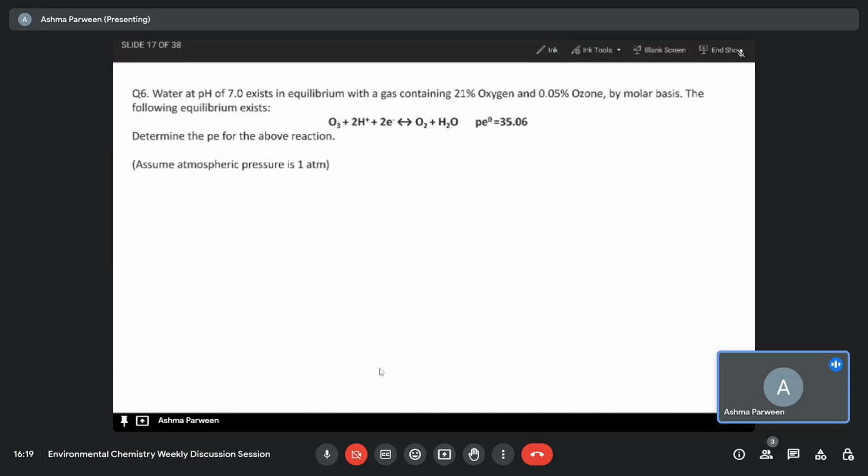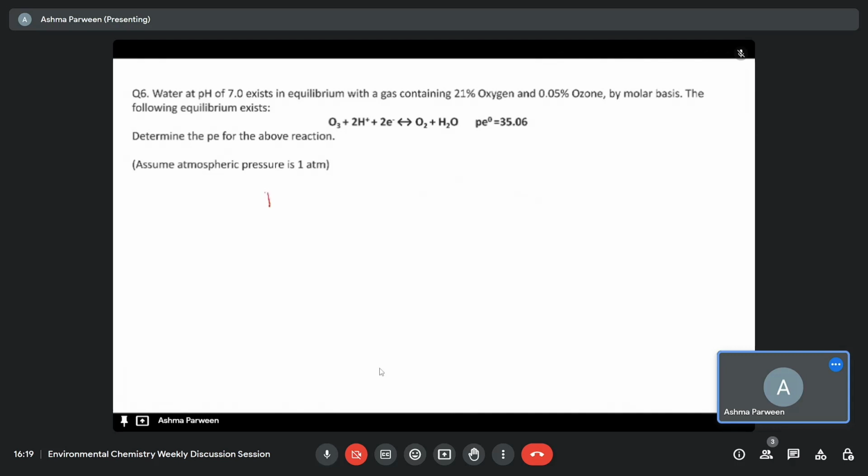So we have been given pH is 7. So let's write down everything. We have been given the P naught value, and also the percentage of oxygen and ozone are given on the basis of moles. That is, 21% of oxygen and this much percent of ozone on the molar basis. So let's see.